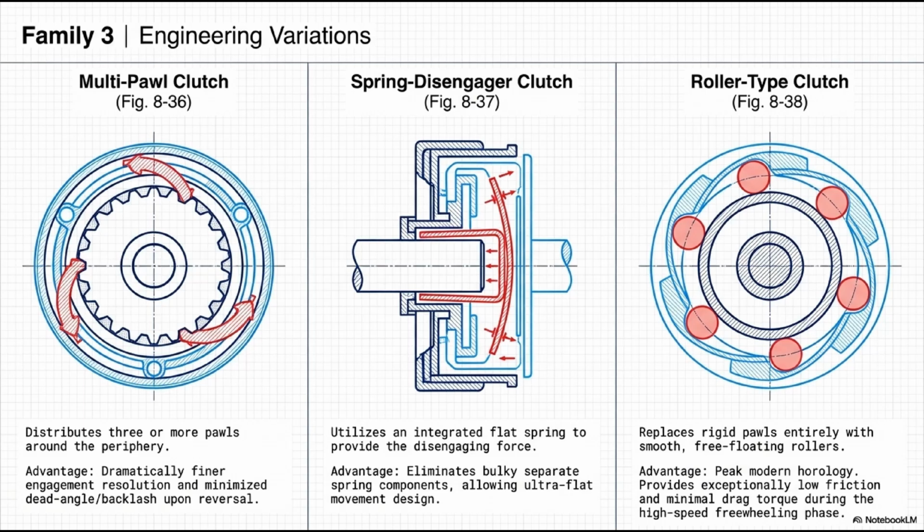It eliminates bulky separate spring components, allowing for an ultra-flat movement design critical for thin dress watches. On the right is the absolute pinnacle, the roller-type clutch. It replaces rigid, clicking pawls entirely with smooth, free-floating synthetic ruby or steel rollers. When driven, the rollers wedge tightly into a narrowing ramp, locking the wheels solid. When reversed, they roll into a wider area, freeing the wheel. The advantage? Peak modern horology. It provides exceptionally low friction, absolute silence, and minimal drag torque during the high-speed freewheeling phase.